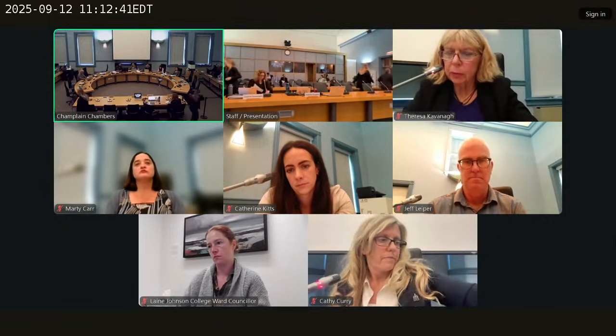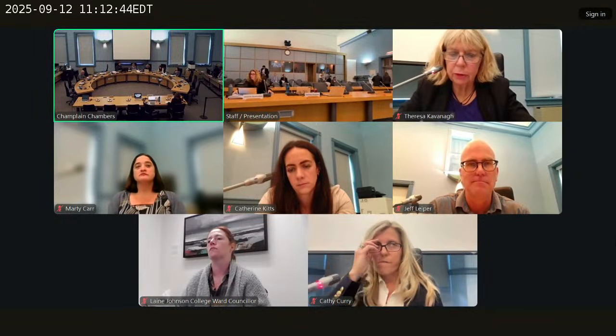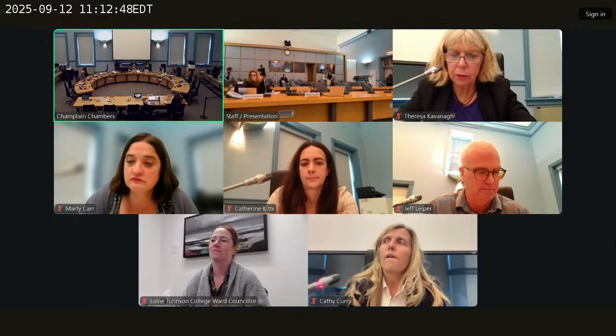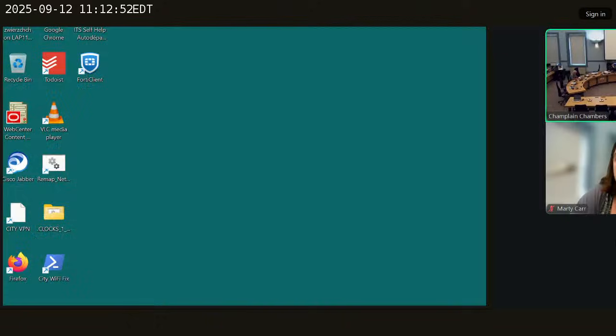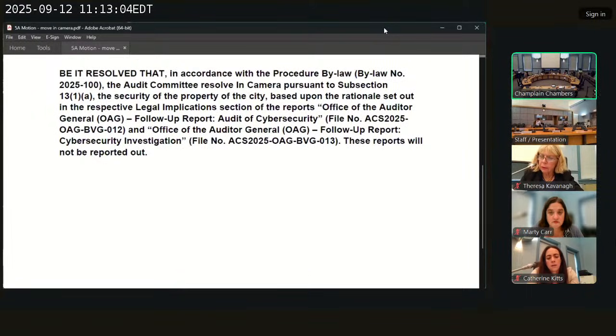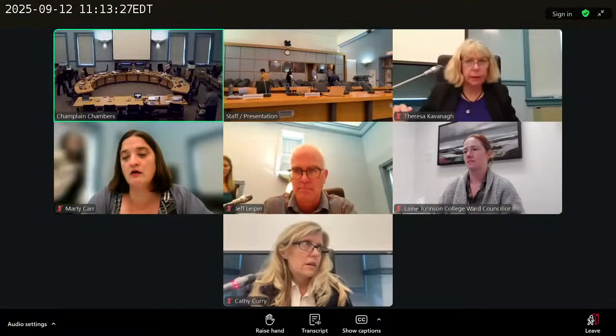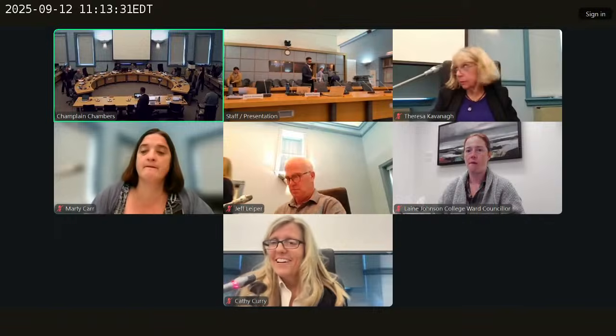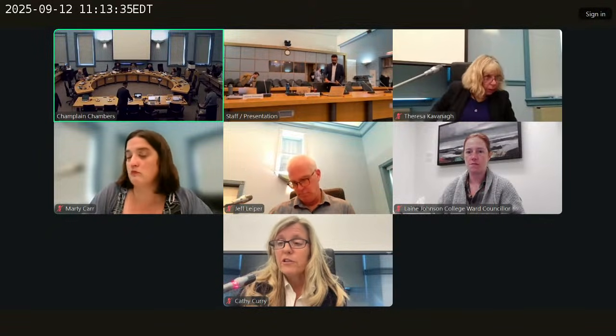Be it resolved that in accordance with procedure by-law number 2025-100, the audit committee resolve in camera pursuant to subsection 13(1)(a), the security of the property of the city, based on the rationale set out in the respective legal implications section of the report: Office of the Auditor General, follow-up report, audit of cybersecurity, file number ACS-2025-OAG-BVG-012, and Office of the Auditor General, follow-up report, cybersecurity investigation, file number ACS-2025-OAG-BVG-013. These reports will not be reported out. Thank you. All right, is that motion carried? Carried. Thank you. We will now resolve in camera and we'll be back in open session when we are done.